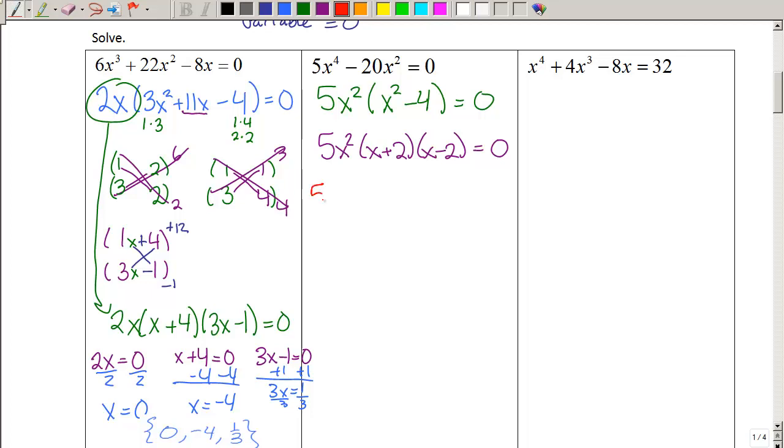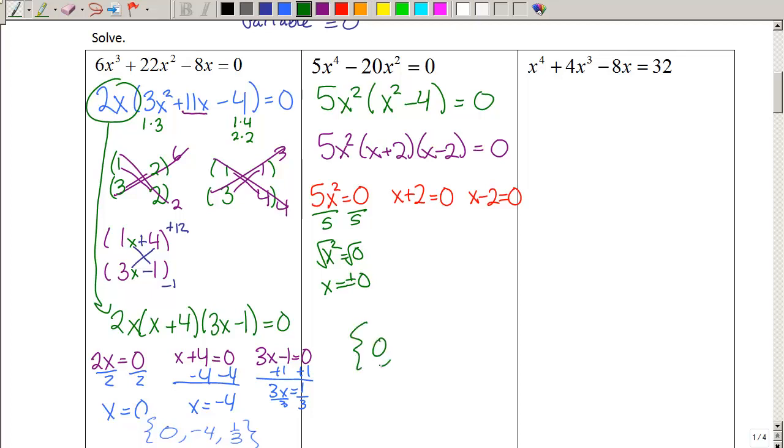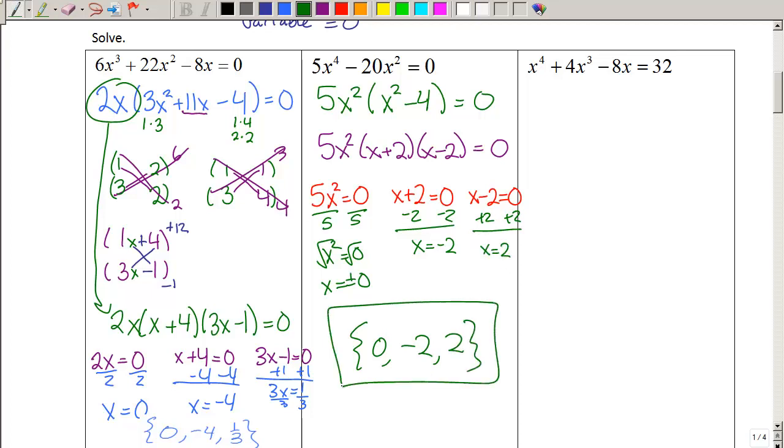So I set each of my factors that has a variable in it equal to 0. And now I can solve. When I take the square root of both sides, I take a plus or minus part, although plus or minus 0 just doesn't really make much sense, so we're just going to write 0. And my solution set is 0, 2, and negative 2.